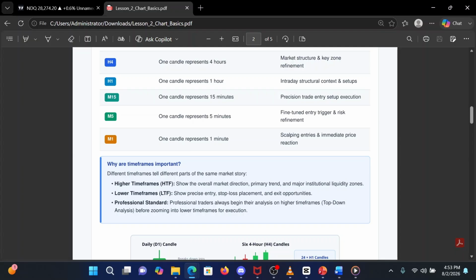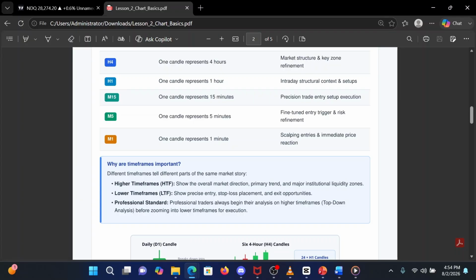They are on the higher time frame, as we shall see later on when we dive into understanding and mastering the module and the style of trading. So we have the lower time frames. I think these show price entry, stop loss placement, and exit opportunity. On the lower time frame, that's where you know where to enter from, where to exit from, where to put your stop loss, and so on.